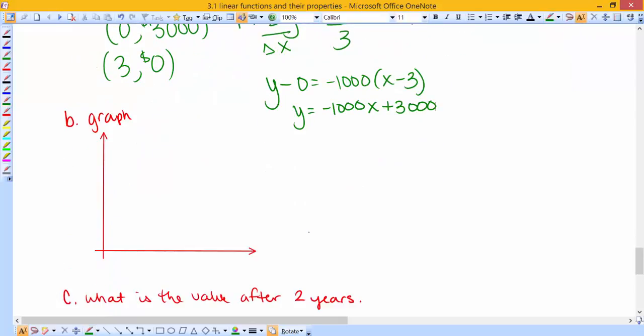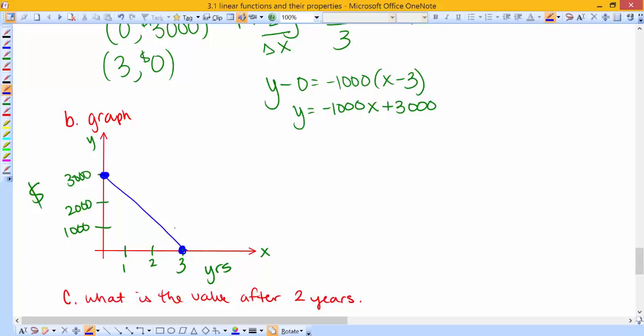Now to graph this, fairly simple. Here's 1,000. Here's 2,000. Here's 3,000. I don't need to go past that because that was the max the computer was worth. 1 year, 2 years, 3 years. So the x-axis is in years, the y-axis is in dollars. So it started at $3,000. By 3 years, it was worth nothing. So there's my graph. That's the straight line method.